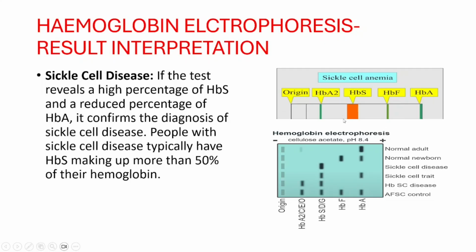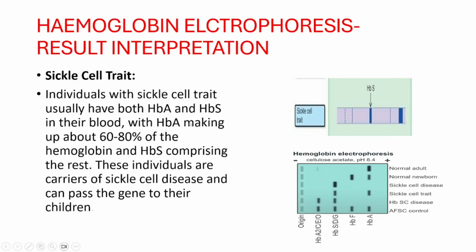Sickle cell disease. Here you can easily identify that HbS will be higher. This test reveals a high percentage of HbS and a reduced percentage of HbA. It confirms the diagnosis of sickle cell disease. Here also you can see sickle cell disease. This is common for all. If the patient has sickle cell disease, the band will be here.